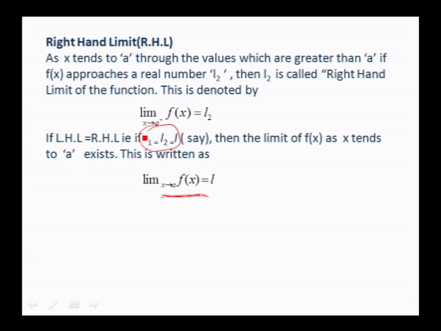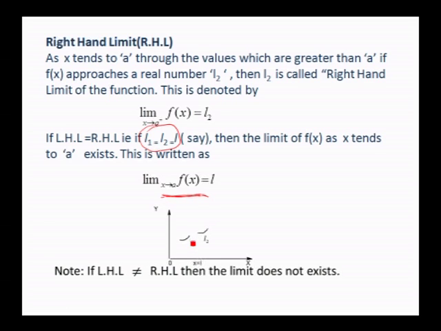On the other hand, if L1 is not equal to L2, suppose here L1 is here and L2 is here, so this is L1 and this is L2. Here LHL is not equal to RHL. Let me rewrite this figure like this: this is L2 and this is L1. So if L1 is not equal to L2, that is, LHL is not equal to RHL at x equals a, then at x equals a, L1 and L2 are not equal, therefore the limit does not exist.